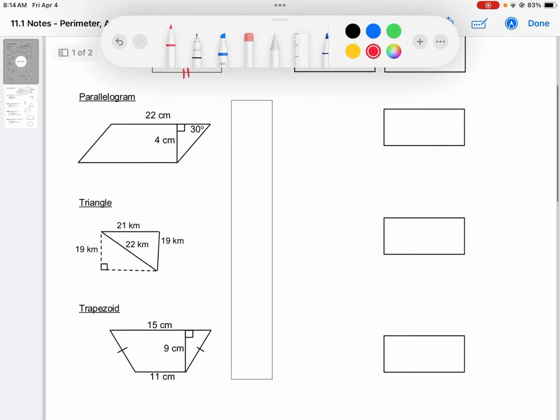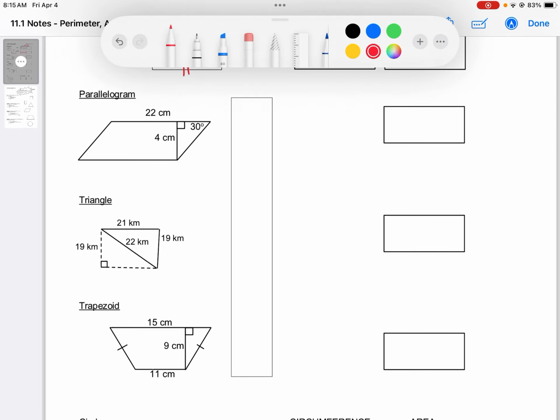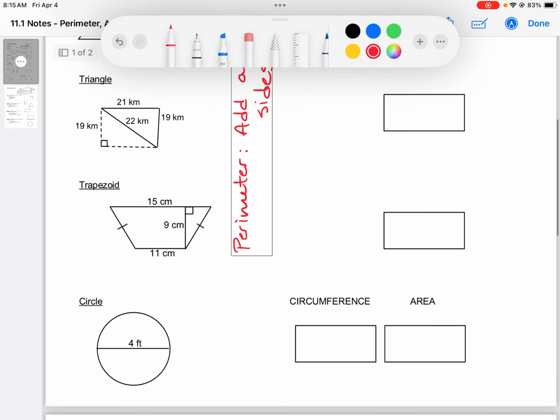For all of these other shapes, for these that this box right here goes by, for the perimeter of all of these, you are going to add all of the sides. There's really not any other way around it than to add all of the sides. So that will give you the perimeter of those shapes.